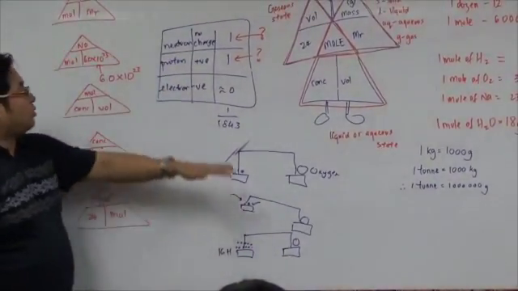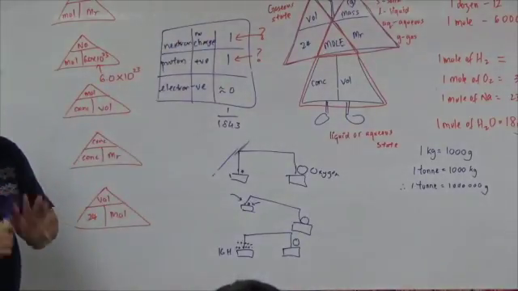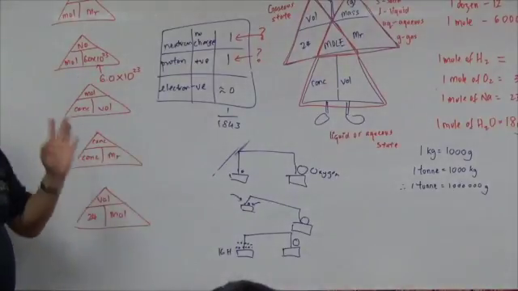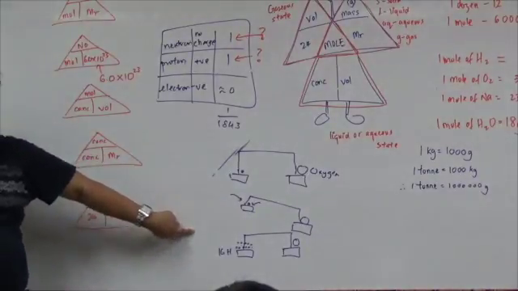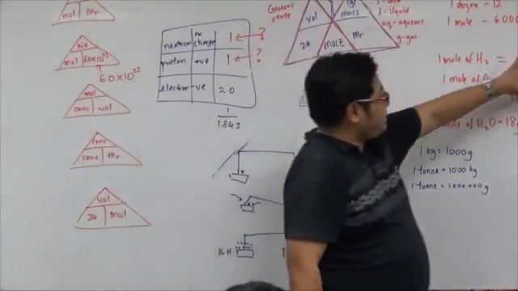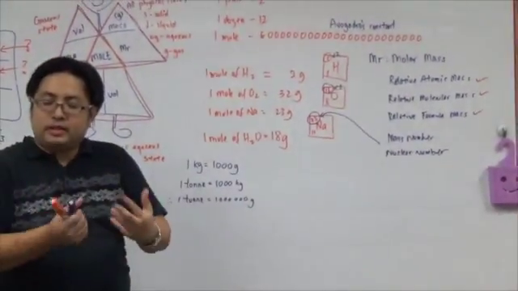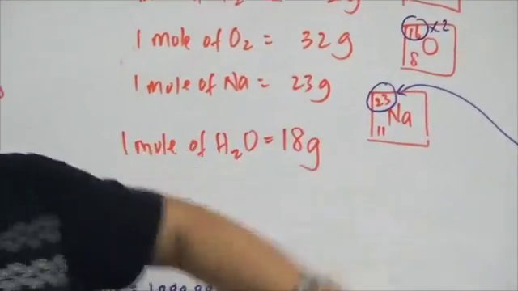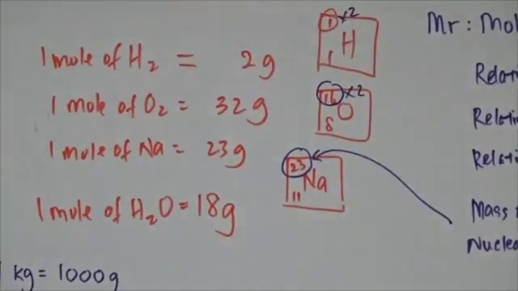Okay, that's what you call relative mass, because this is not the actual mass. Basically, they say that hydrogen's mass is 1, and everything else is compared with hydrogen. So what does this mean? Why is it 16? It means this oxygen is 16 times heavier than hydrogen. Why is it 23? It's 23 times heavier than hydrogen. Okay, so everybody is happy.